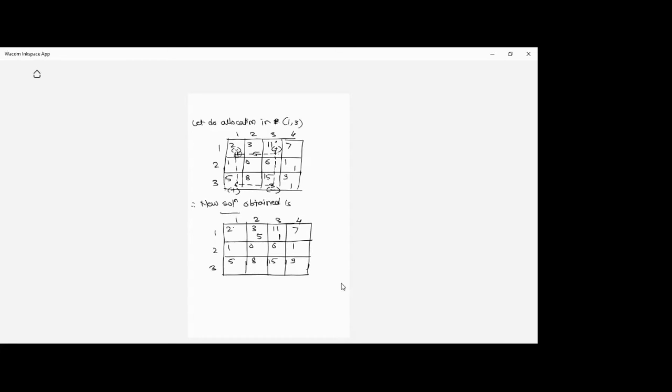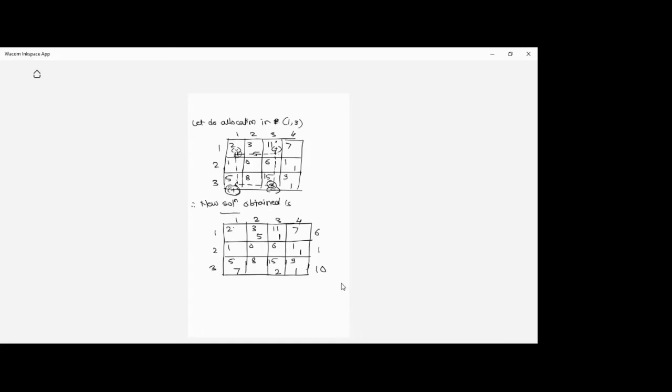Here this was 3, so 3 minus 1 will come here as 2, right? Here it was plus, so 6 plus 1 will come here as 7, right? And this is the previous. So here you can see 7 plus 2 plus 1 is 10, and 5 plus 1 is 6.